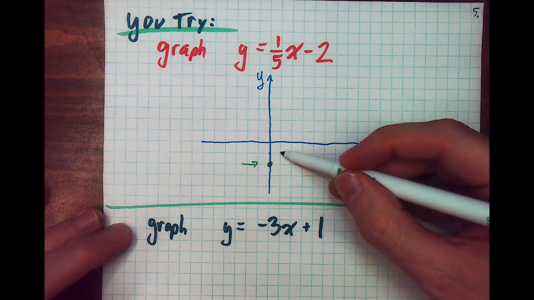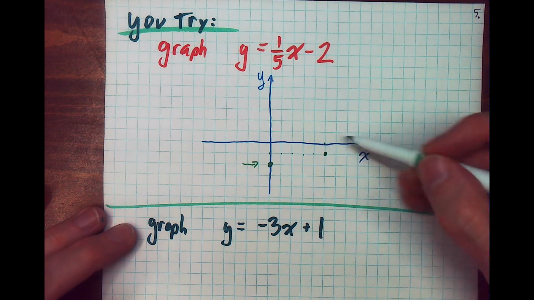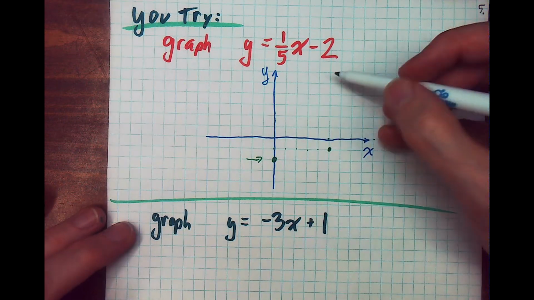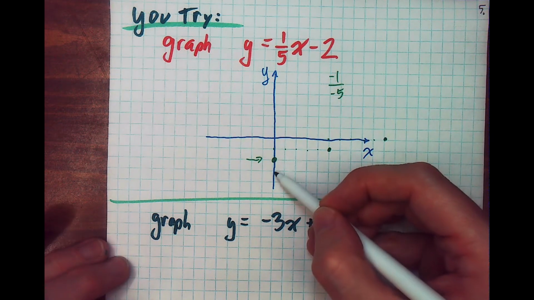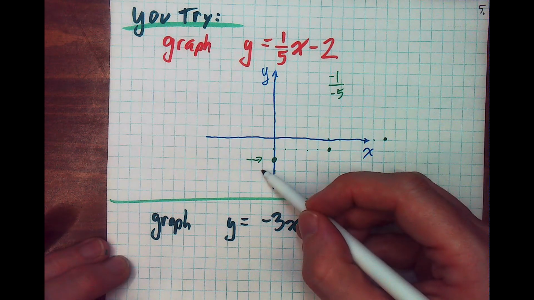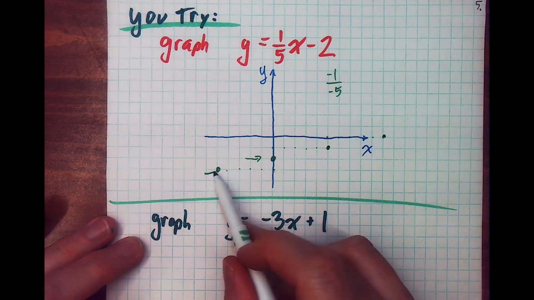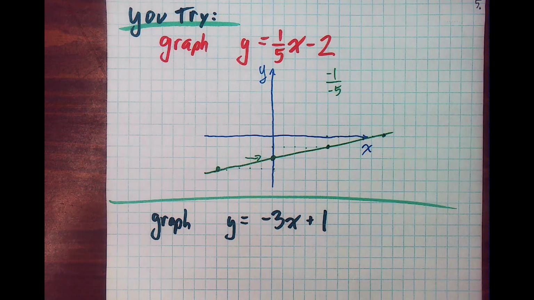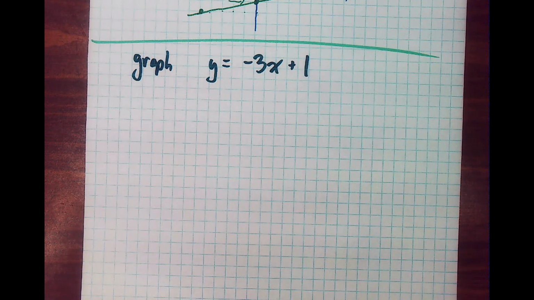Rise 1, run 1, 2, 3, 4, 5. Rise 1, run 1, 2, 3, 4, 5. And I can go in the negative direction. I can rise -1 and I can run -5. And the key is all these points should appear in a perfectly straight line if you are doing the slope correctly. Now let's take a look at this next one. Again, you can pause the video if you'd like to try it on your own.